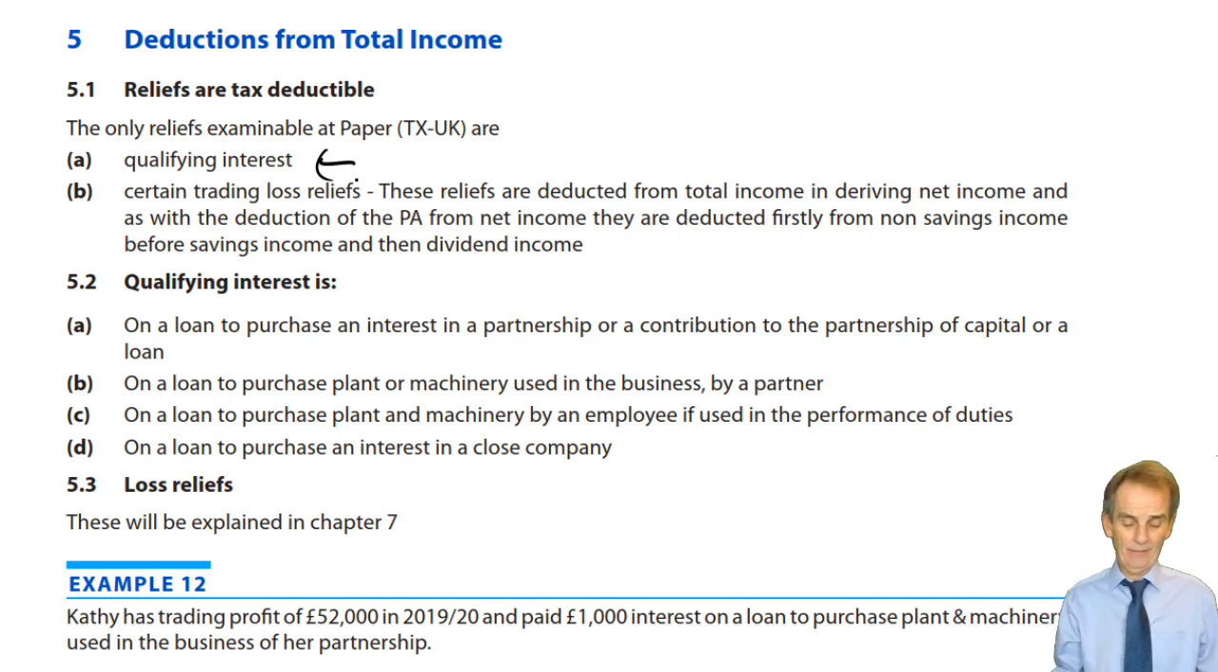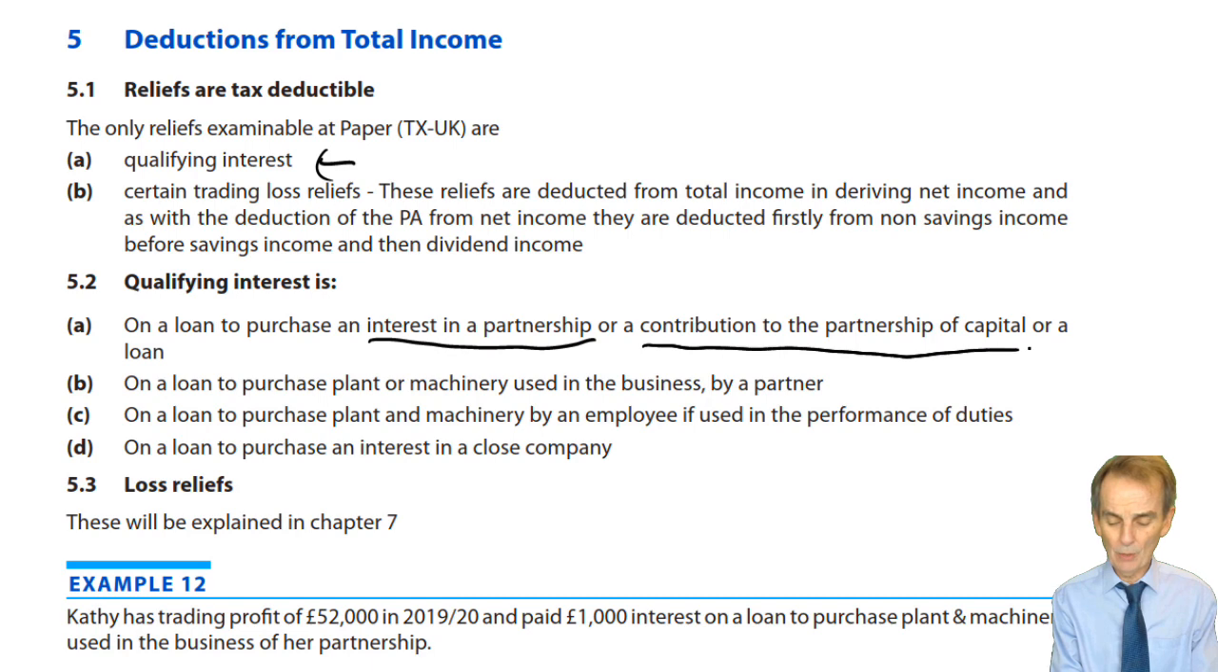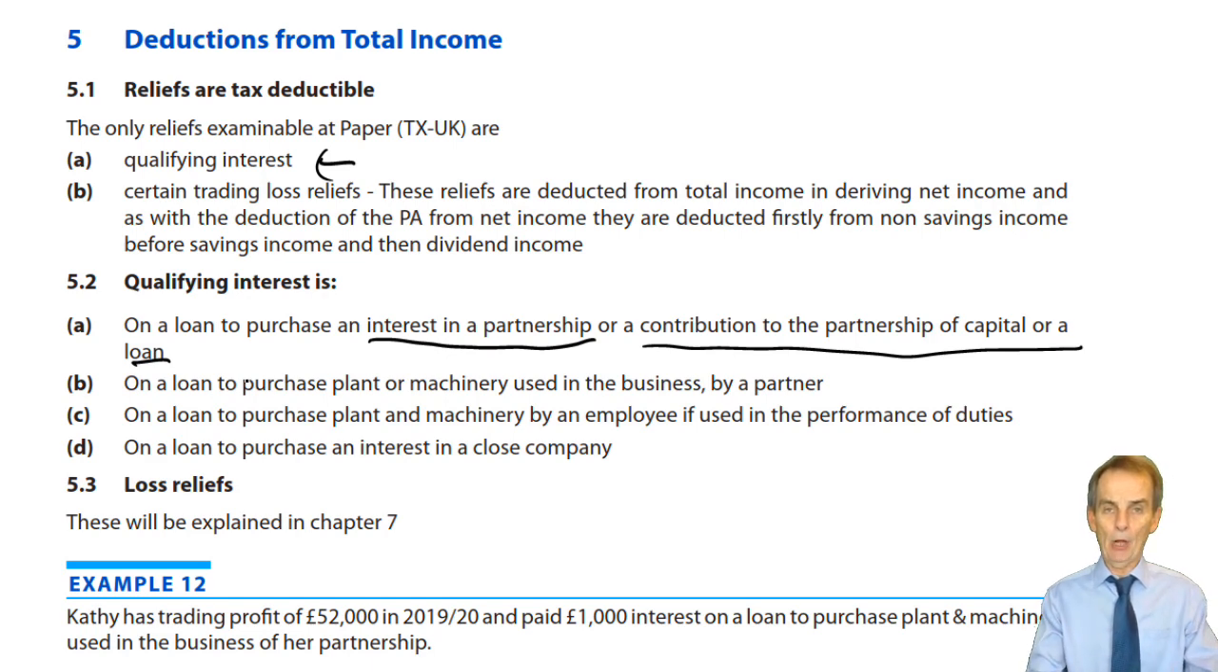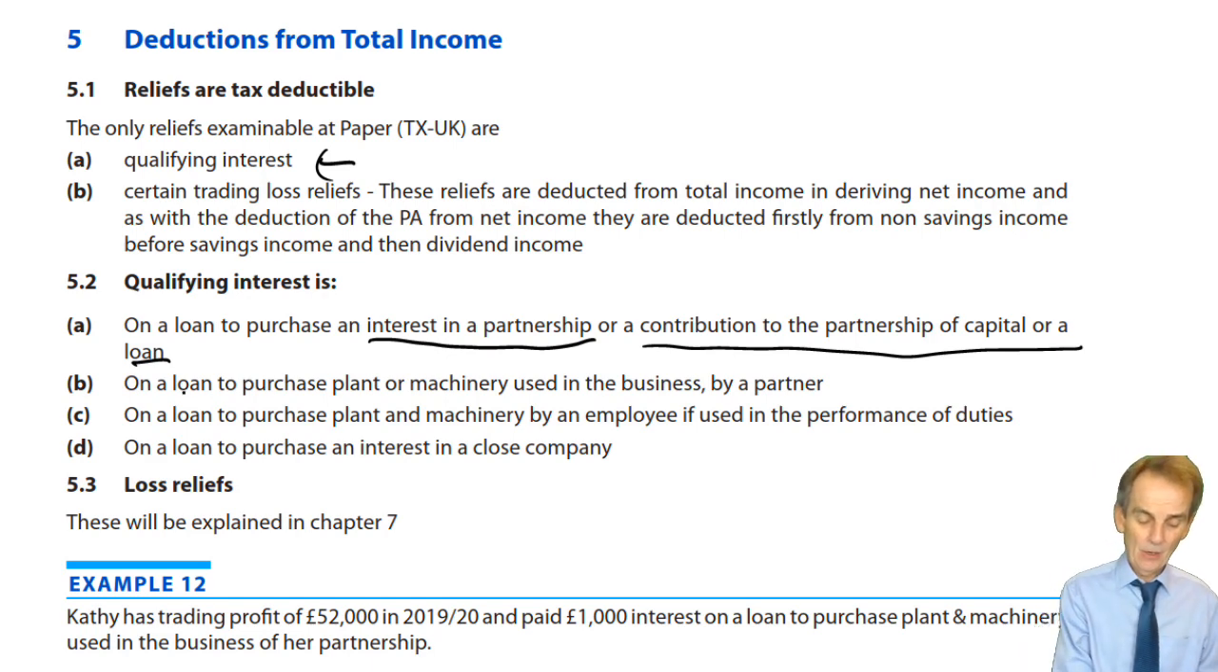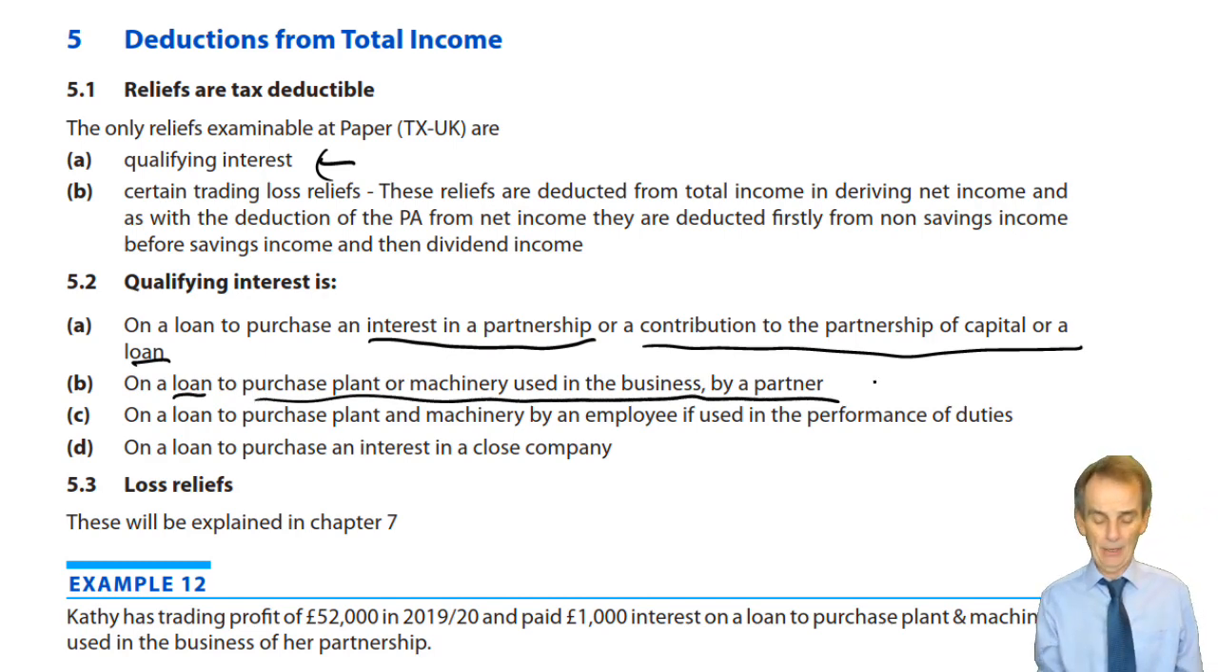So what do we have? They're all business related. So the first one, a loan to purchase an interest in a partnership or a contribution to the partnership of capital, or indeed a loan. We're borrowing to put money into a partnership, a business. We're borrowing a loan to purchase plant or machinery used in the business by a partner. Again, to do with that business, buying an asset for use within that business.